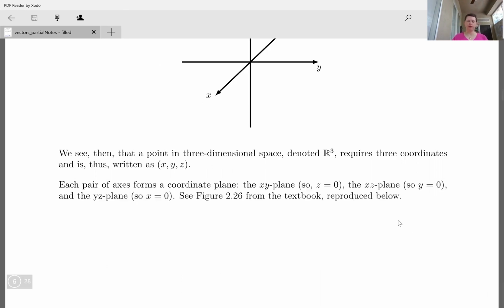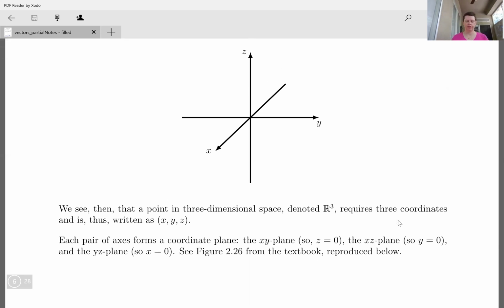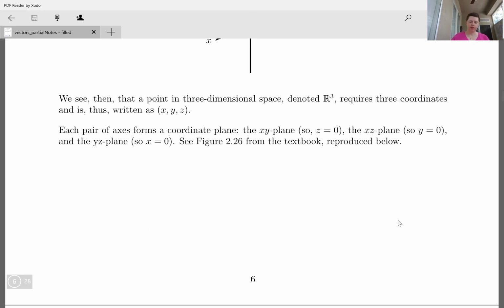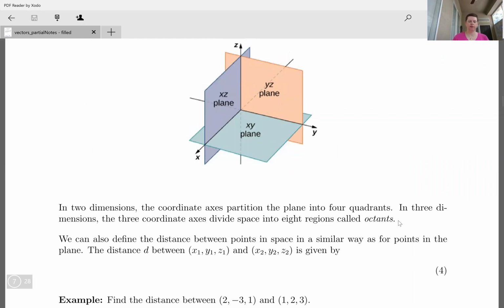So we see that a point in 3-dimensional space, which is denoted by R3, requires 3 coordinates. And so it's written as the tuple x, y, z. Each pair of axes forms a coordinate plane. So the xz plane, if you're looking at the picture, would be when y is equal to 0. The yz plane would be when x is equal to 0, and the xy plane would be when z is equal to 0. And we can also see that in the textbook picture, which is right there.